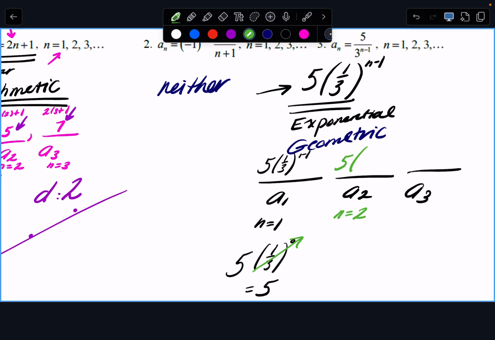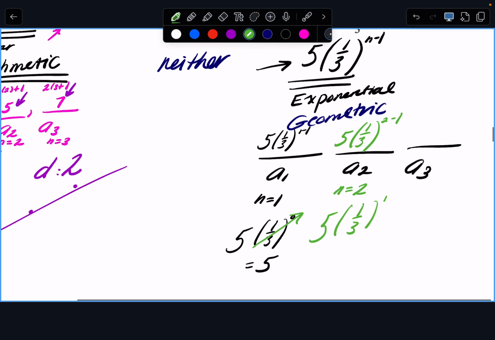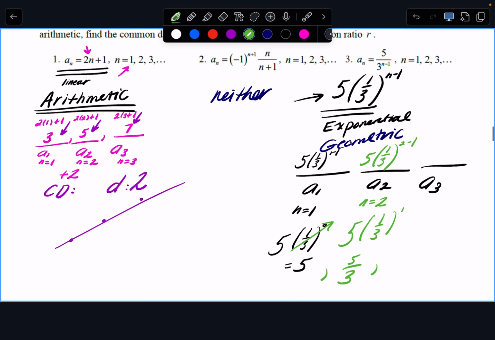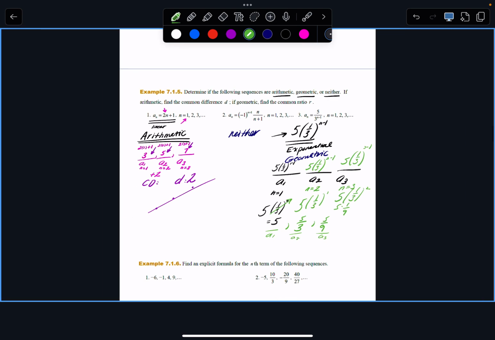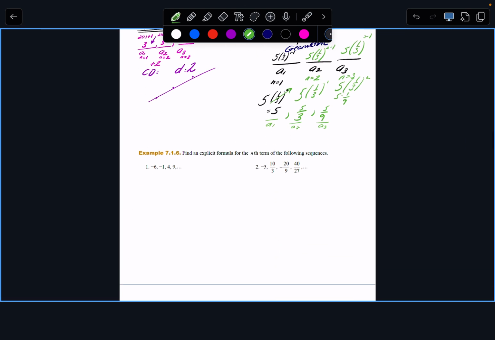N equals 2. 5 times 1/3 to the 2 minus 1. Wouldn't that be 5 times 1/3 to the first? Yep, so just 5 times 1/3. 5/3. Put in the calc. Then plug in n equals 3. That would be 5 times 1/3 to the 3 minus 1, which is 5 times 1/3 squared, which is 5 times 1/9, which is 5/9. So we found a sub 1, a sub 2, a sub 3. Okay, questions? Does that feel okay?